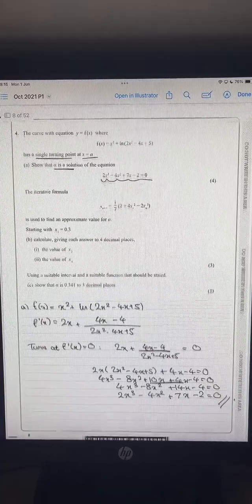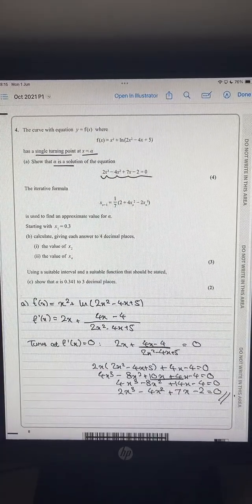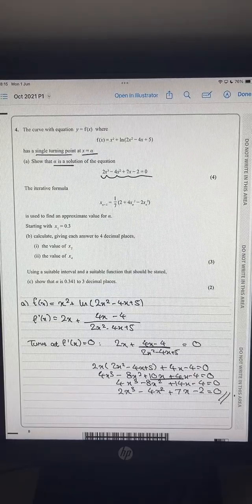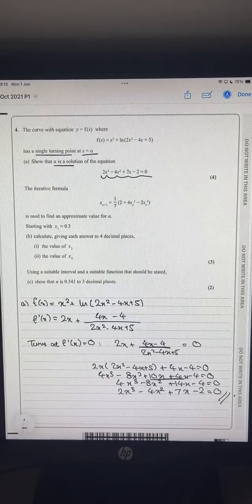No, this is not Further Maths. This is an A-level maths paper. So that's how you do part A. You need to know how to differentiate a natural logarithm, and then know that the gradient at a turning point is equal to 0, set that equal to 0, and then just rearrange, not solve it, but rearrange to get it in the x form.